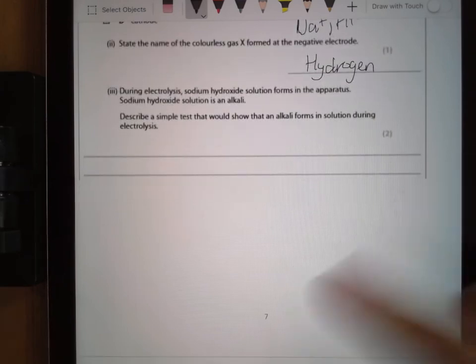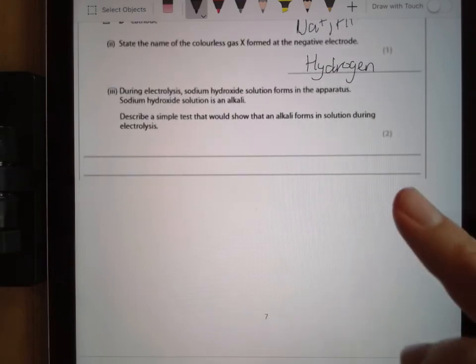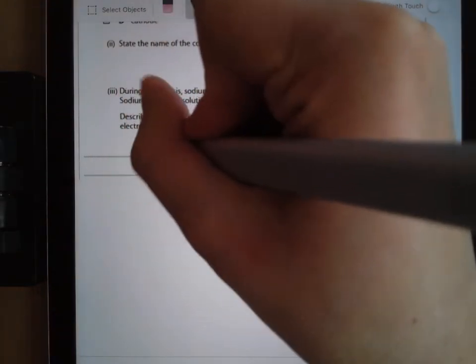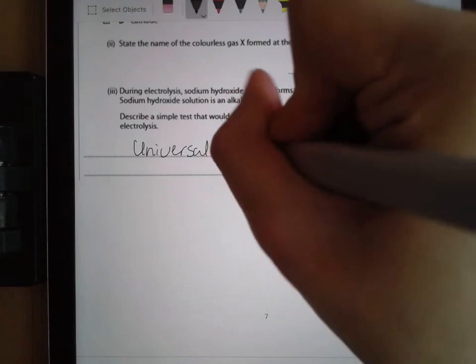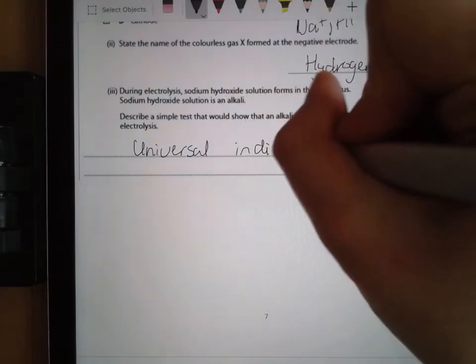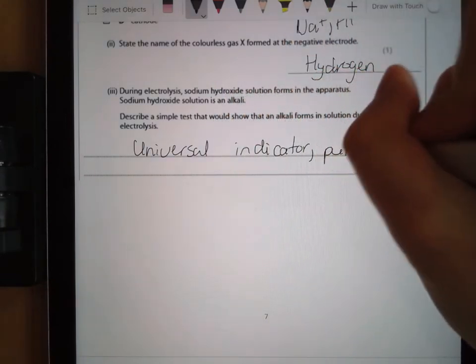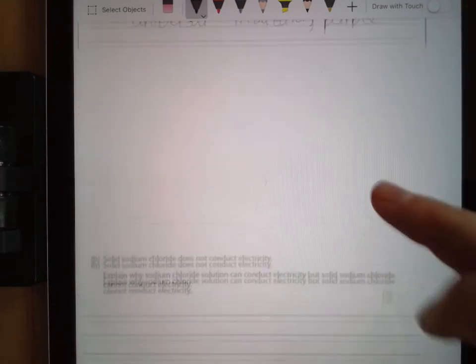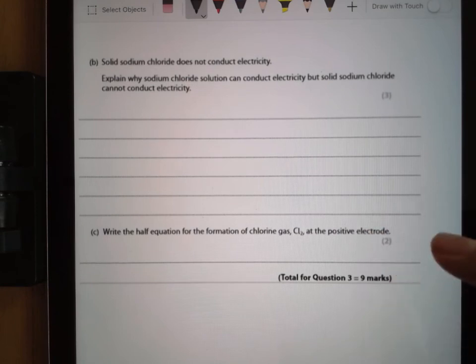They want you to show, ignore electrolysis for a second, they want you to show that something's an alkali. If you're showing something's an alkali, you're going to use some sort of indicator. So I'm going to use universal indicator. So name an indicator and then say what color it will turn in an alkali. Universal indicator will turn purple. Litmus paper will turn blue. So give me an indicator. Tell me what color it's going to change.